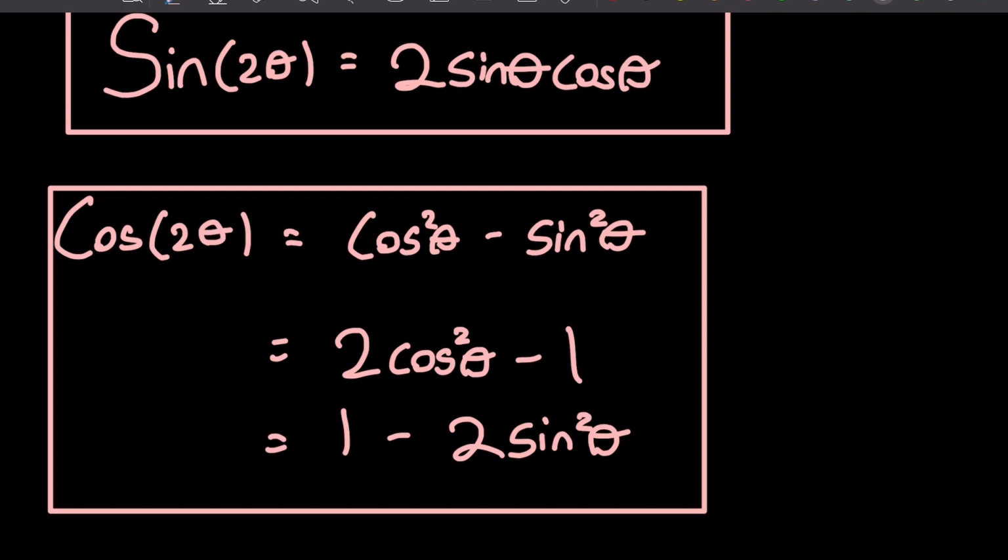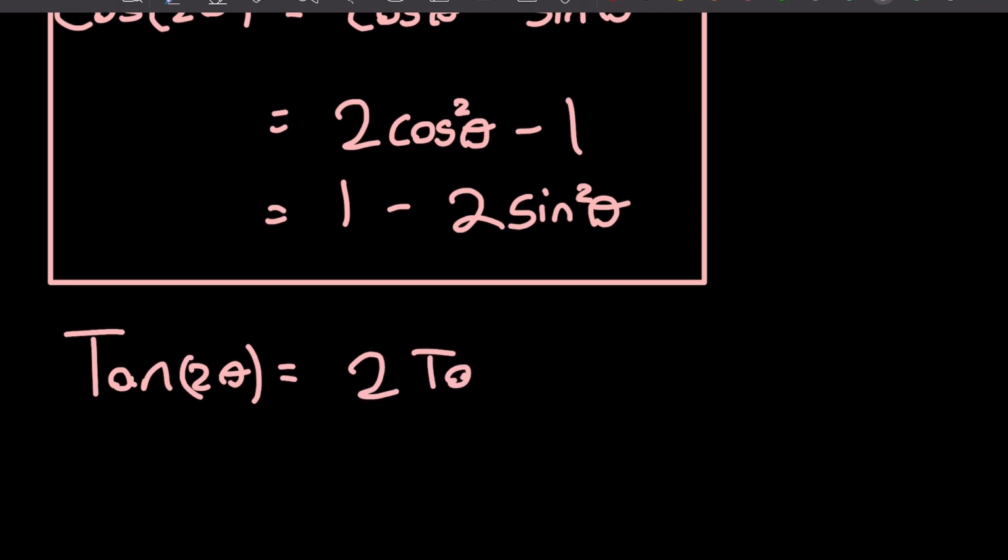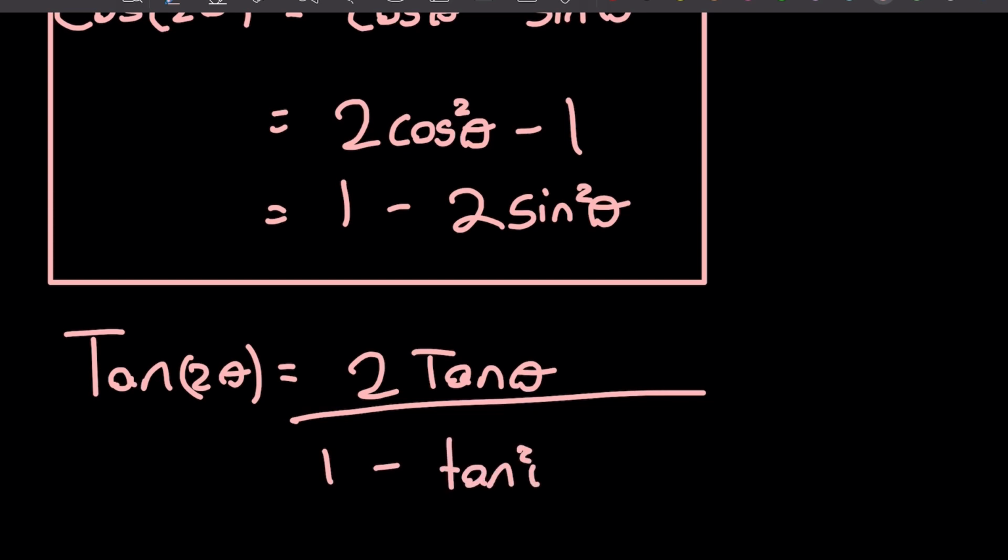Okay, so lastly, what if we had tan of 2 theta. Well, this is just going to be equal to 2 tan theta over 1 minus tan squared theta. Again, you're just going to want to memorize these.